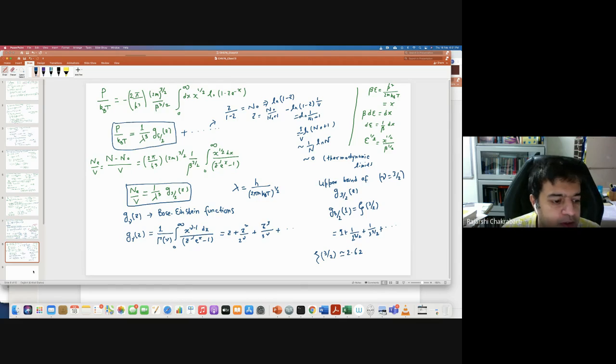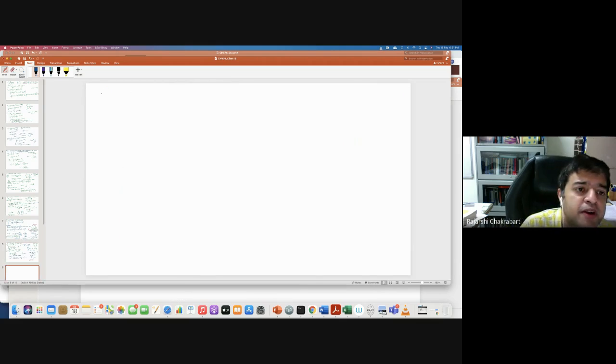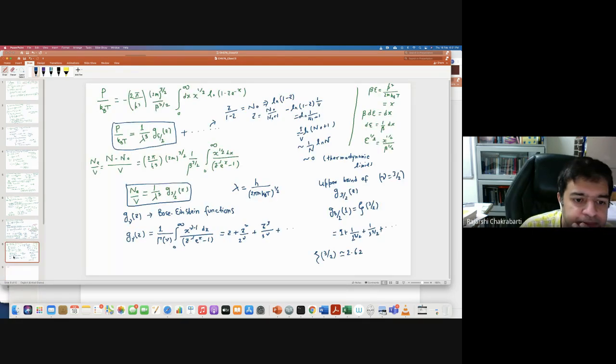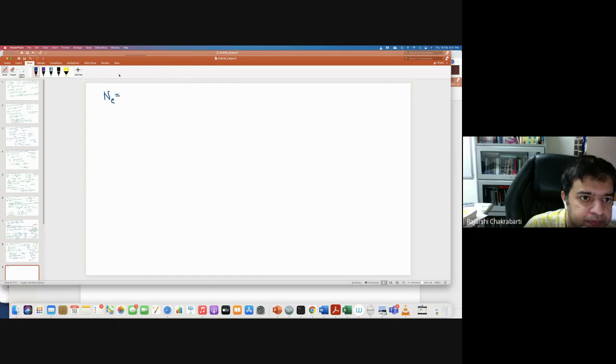Okay, so now can I write down the expression for the particles in the excited state? What will be the expression? Ne. Remember, how many of you remember this? We have just written it here, no? V divided by lambda cube times this, isn't it? Yes.